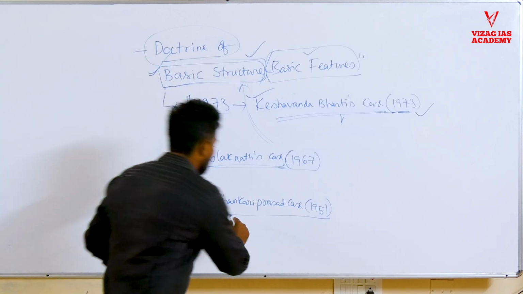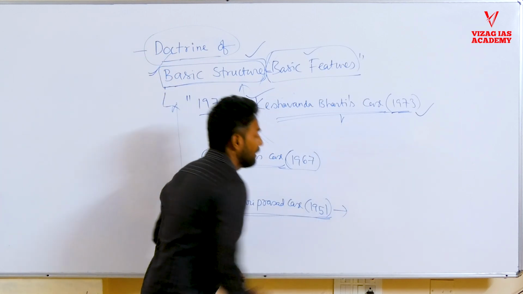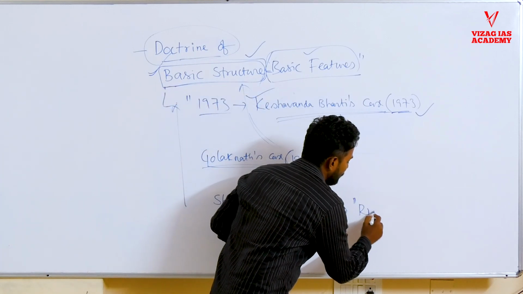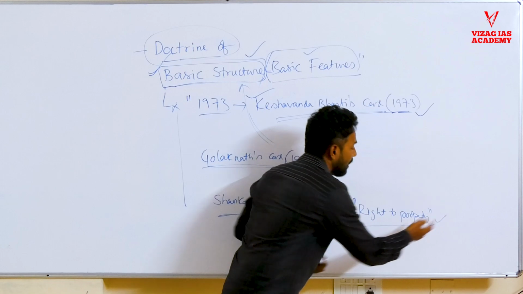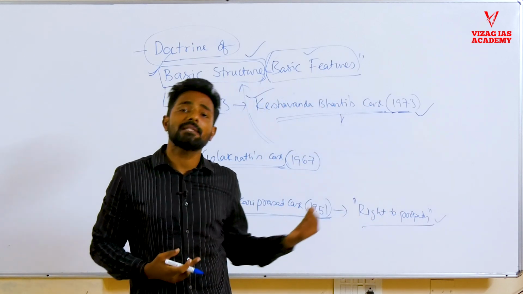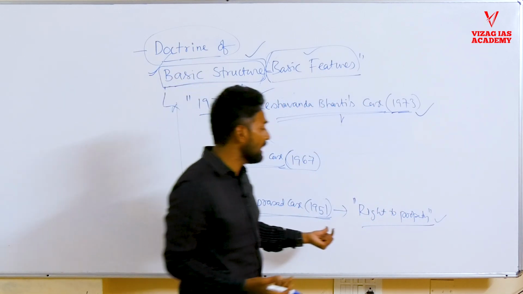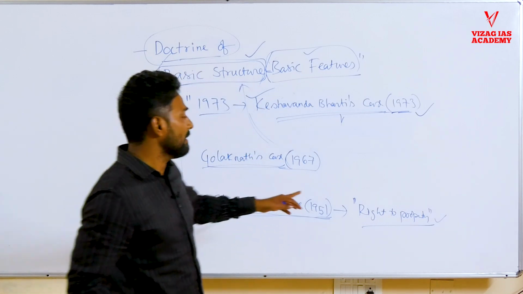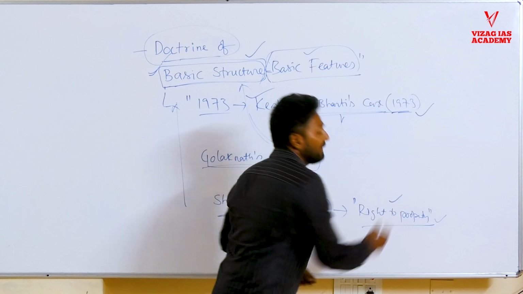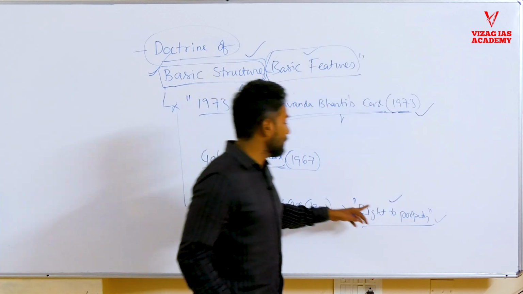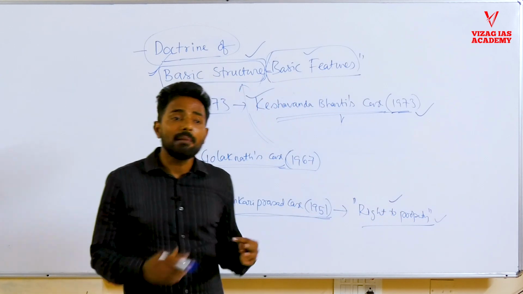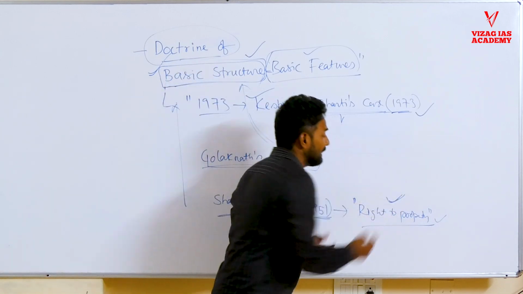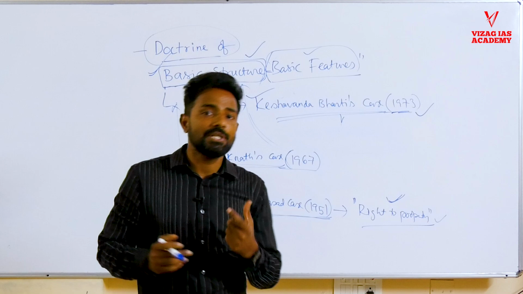The Shankari Prasad case was related to the right to property. On one hand, right to property was given as a fundamental right in the original constitution. At the same time, in order to give effect to directive principles, the right to property was compromised. Therefore, the question arose whether the parliament can amend fundamental rights like the right to property.